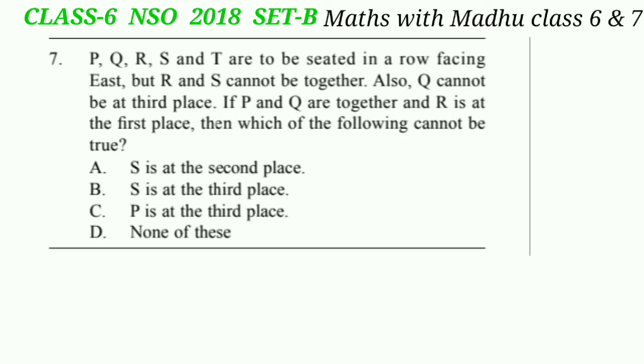Now question 7. P, Q, R, S and T are to be seated in a row facing east, but R and S cannot be together. Also Q cannot be at third place. If P and Q are together and R is at the first place, then which of the following cannot be true? Here it is given R is at the first place, but R and S cannot sit together. So S cannot sit at the second place. So the correct answer will be option A. S is at the second place. So this statement cannot be true.